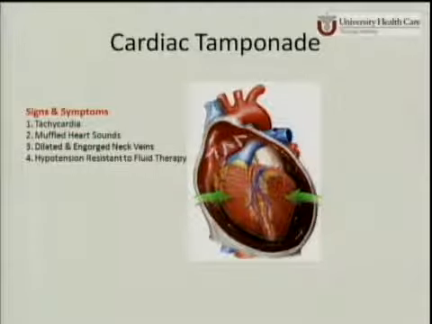You'll also have dilated and engorged neck veins, and that comes about because the blood is unable to get back into the heart like we talked about, and it ends up backing up, just like you'd see almost in a heart failure patient. And then these patients usually have hypotension or low blood pressure, and they're resistant to fluid therapy. So you're giving them fluid, and it's not doing any good. They're still tachycardic. They're still very hypotensive. The only way to relieve this is you need to remove that blood that's sitting around the heart.